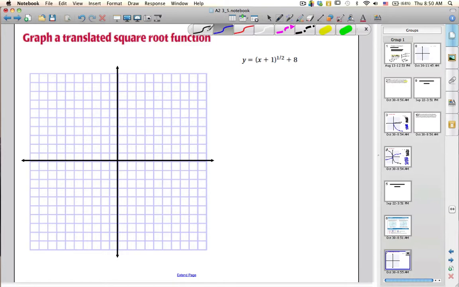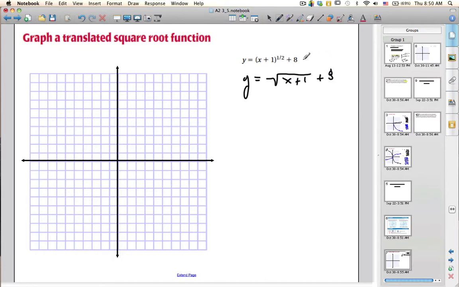So when we're taking a look at this item, oh, but wait, it looks so different. What's this to the 1/2 power? Well, remember the 1/2 power is a square root, so I could also write this problem this way. So this is in rational exponent form, this is in radical form. But these are both the exact same problem.